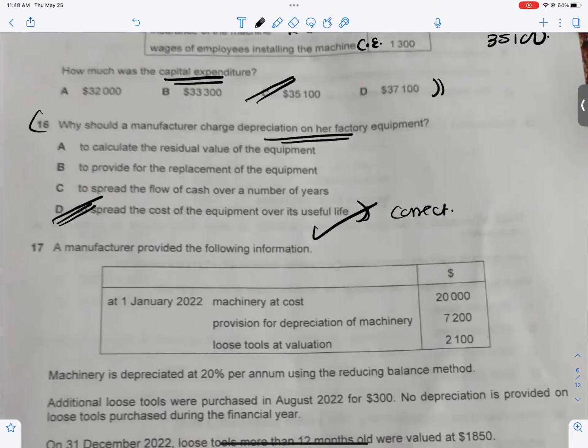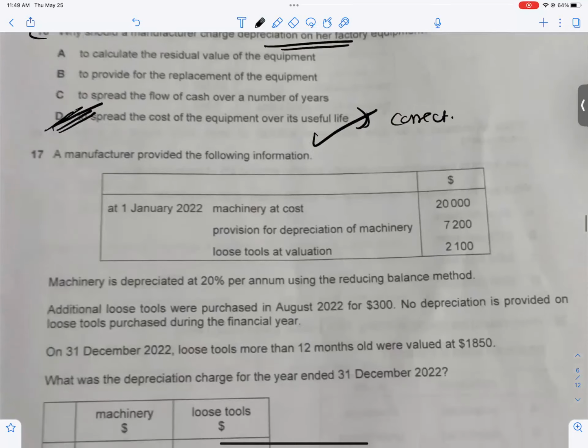Why do I depreciate an equipment? We depreciate assets to spread the cost of the asset over its estimated useful life. Okay? Oh, yeah. So this answer is option D. Go to the next one.